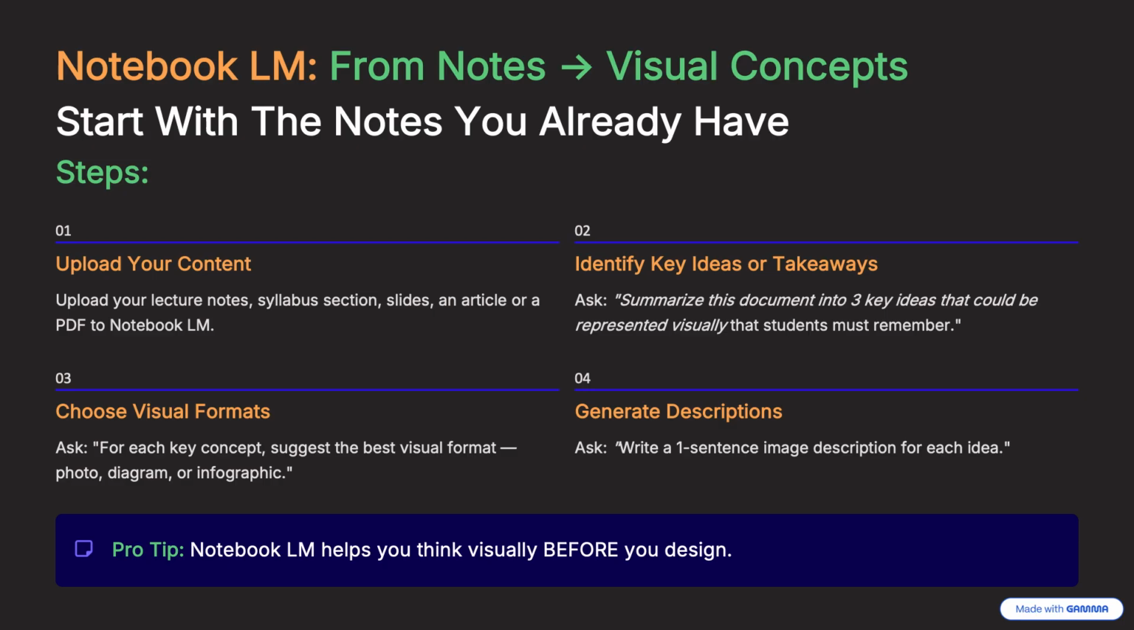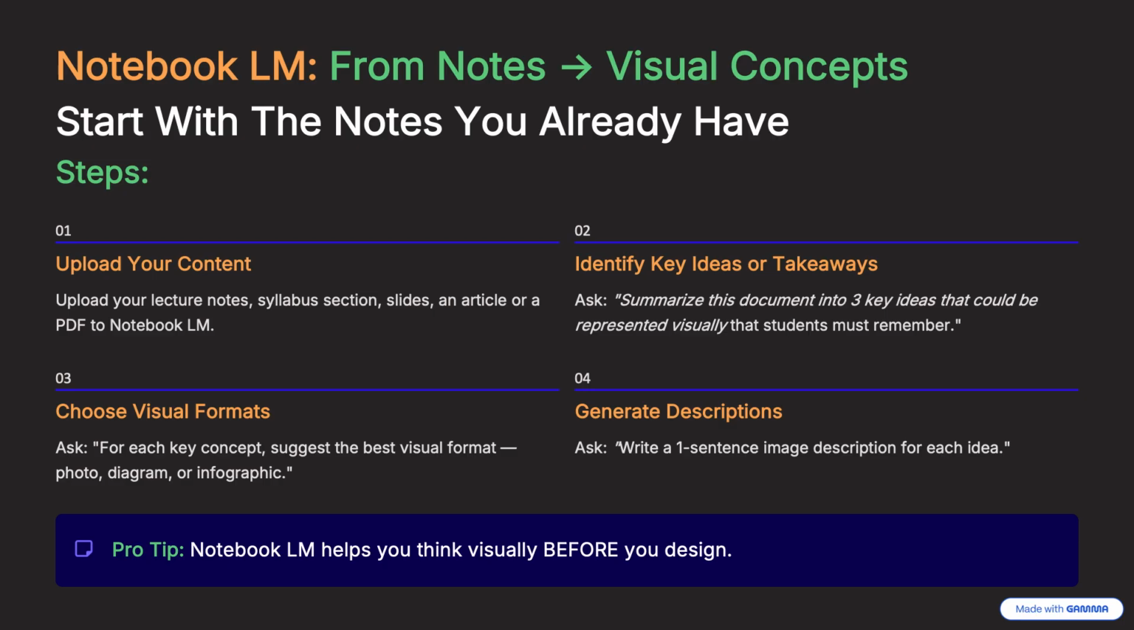Number 2, you have to identify the key ideas or takeaways. So you can ask, summarize this document into 3 key ideas that could be represented visually that students must remember. So once it does that, you enter your document first. Of course, you have to build your notebook with the lecture or with the speech or the PDF or whatever you submit to it. Then you ask it this question, this statement. You give it this command of summarizing it, right?